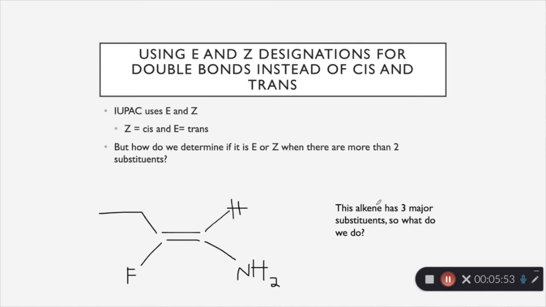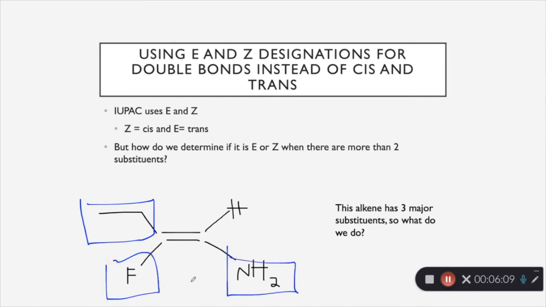So how do we know if it's E or Z when there are more than 2 substituents? Here, this alkene has 3 major substituents. We're not including this hydrogen right here, but it has this ethyl right here, a fluorine, and then an amine group. When it only has 2 substituents on either side, you can easily tell whether it would be E or Z, but in this case it has 3. And so now we're going to talk about how to determine whether it's E or Z or cis and trans.